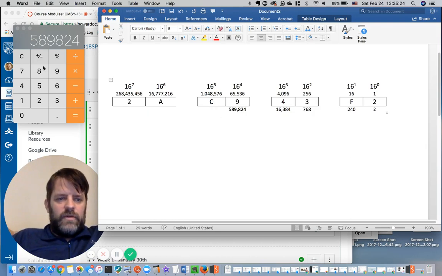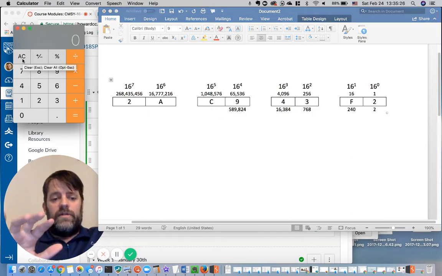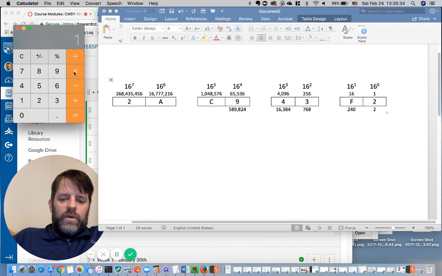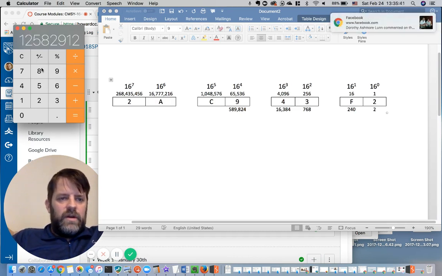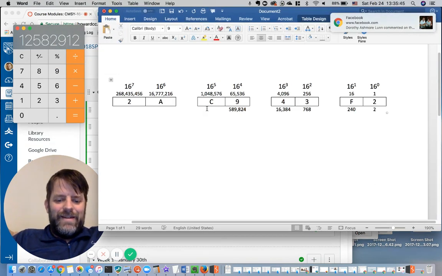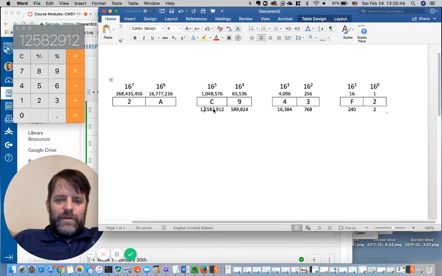Right, so you see what we're doing here. So what's the value of C? A is 10, B is 11, C is 12. So we've got 12 times 1,048,576. The easy thing to do here is copy and paste, easier than typing them out. Wonderful thing about doing it all on screen with a calculator that's on your computer.